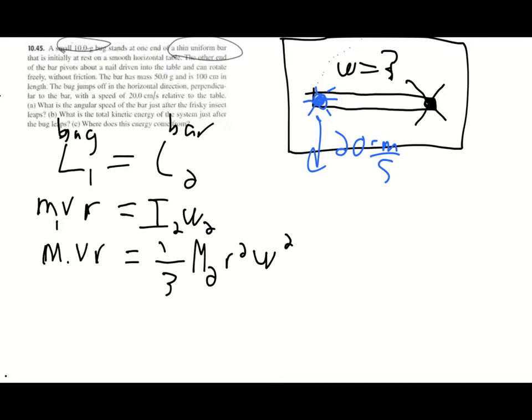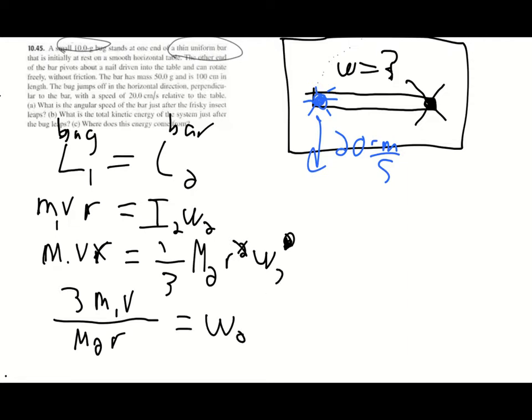You look at the equation. There's the same r on both sides, so I can divide one of those out. Oh, sorry, that's not omega squared. Then we can move everything over to solve for omega. So 3 goes to the other side: 3 m1 v over m2 R, and that's going to give us omega 2. That's why it was squared.